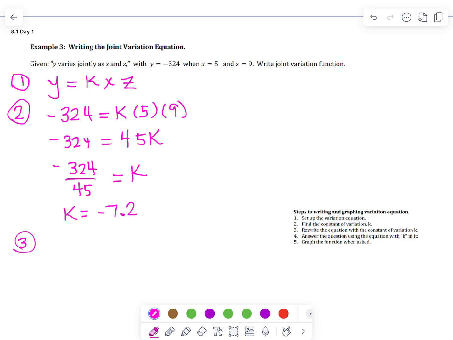Step 3 is you replace the k with its value. So y equals negative 7.2 times x times z. And then in this problem, there isn't a question to answer, and there isn't a graph to be created.